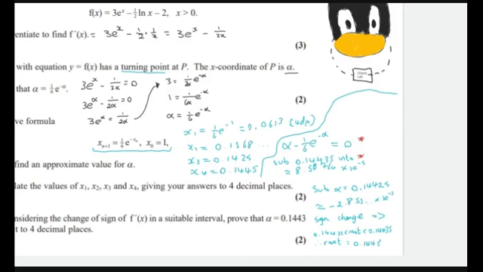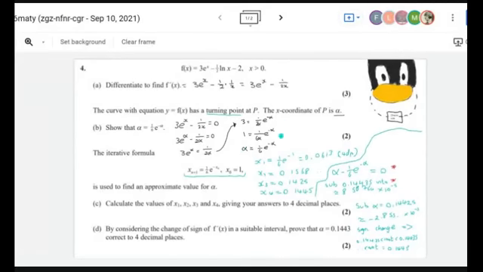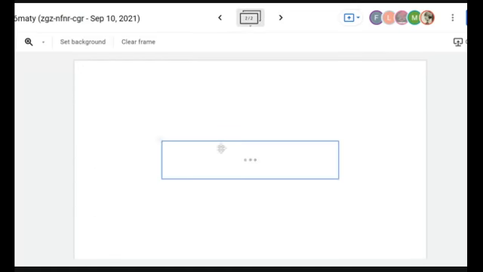Okay, so I'm a bit confused. First of all, why is it 1 to 4? Like x1, x2, x3, x4. Oh, just because the question asked only for those. That's all question dependent. Because the question says calculate the values of x1, x2, x3, x4. So we just have to go with what the question says.